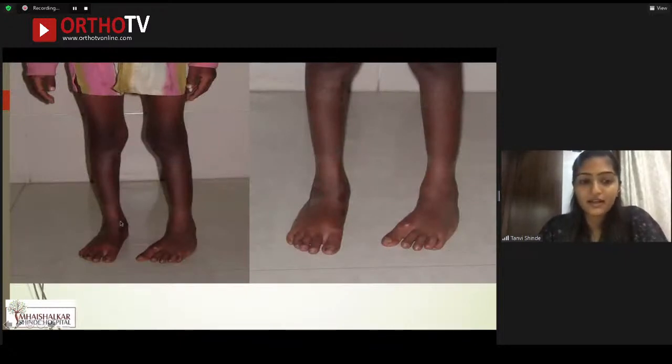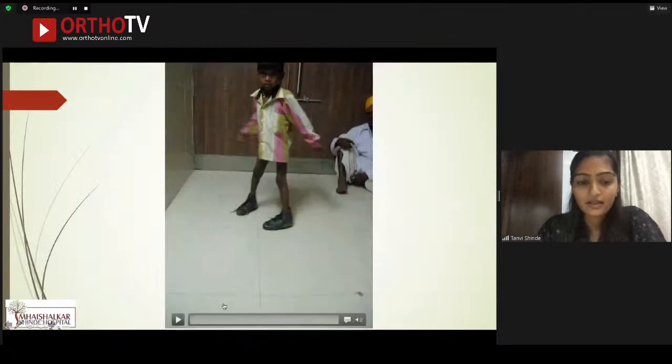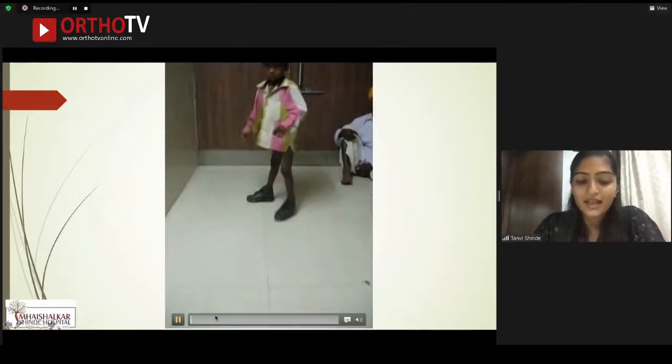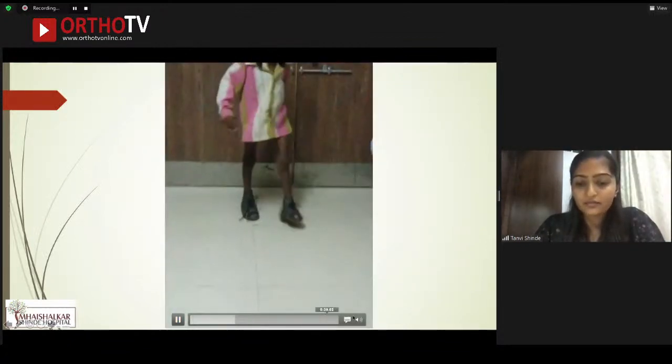As you can see, the right foot is corrected nicely, but on the left side, the metatarsal adduction is still there. But we found that the combined method was equally effective in treating the severe deformities for untreated CTV.